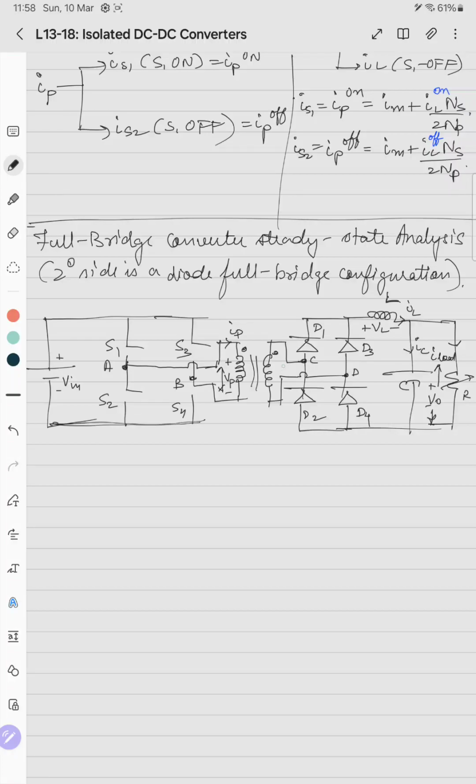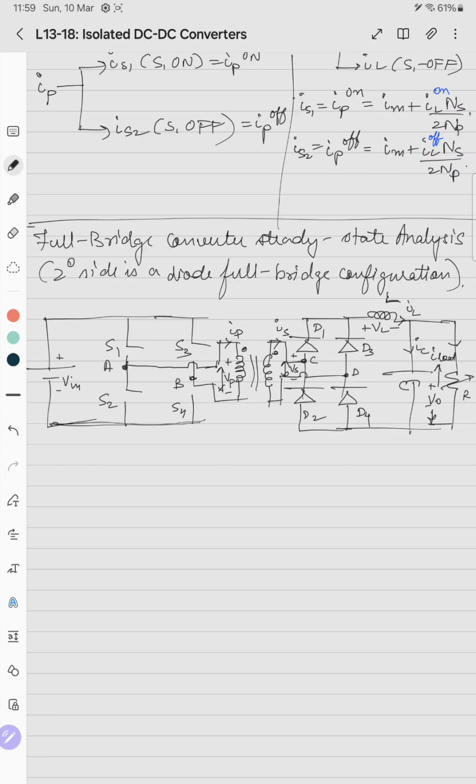So, and this is Vs plus minus, and this is Is. This is the nomenclature of the circuit. This is the circuit, a full bridge converter with a secondary full bridge diode. So the secondary side is the full bridge rectifier.